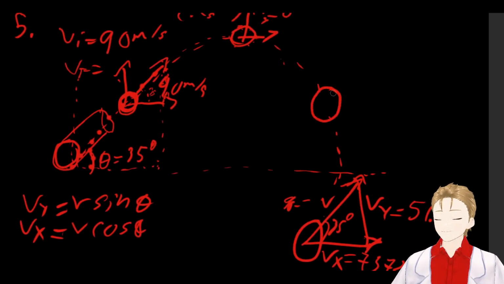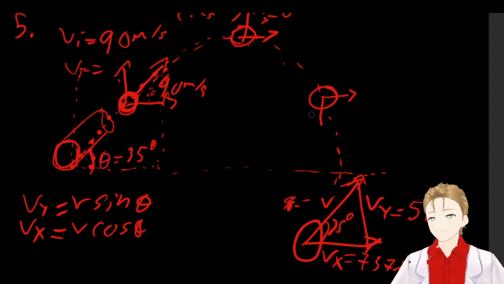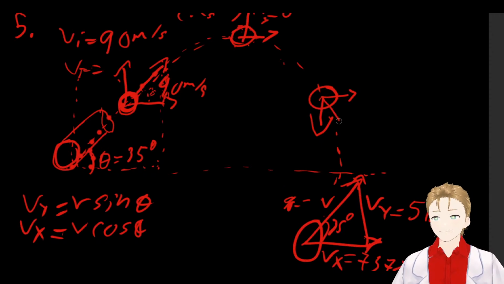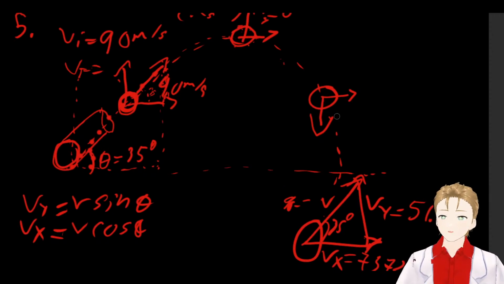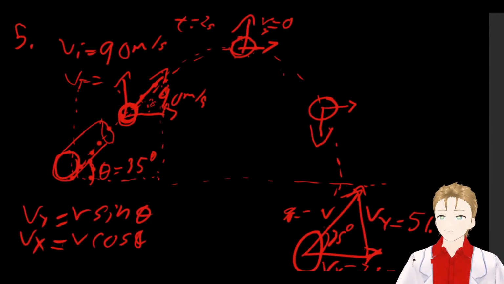Even here, Vx is still constant. Vy has changed directions though. And this is still going somewhere. That's so important. Vy, I mean, it could be drawn to scale. We could basically just have that Vx there.